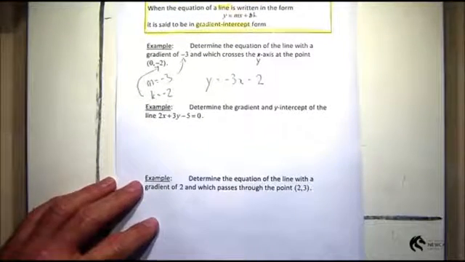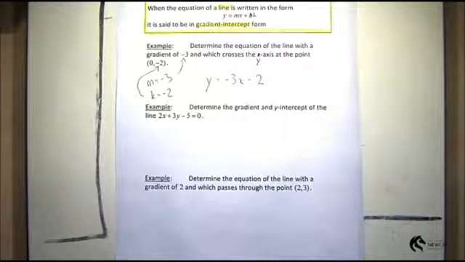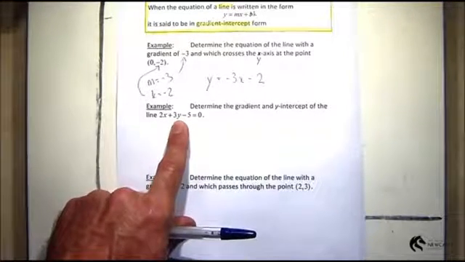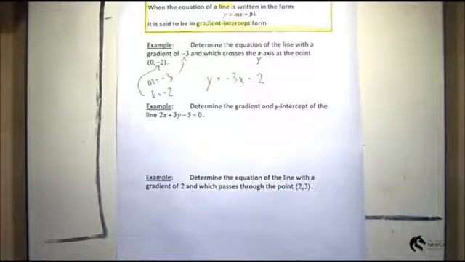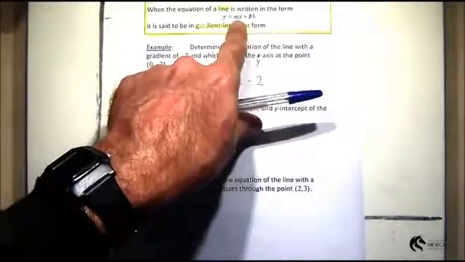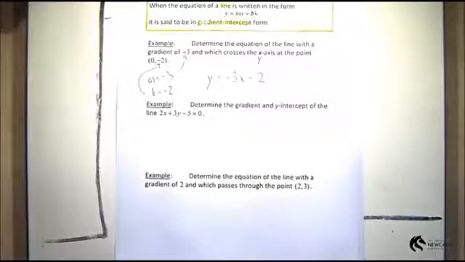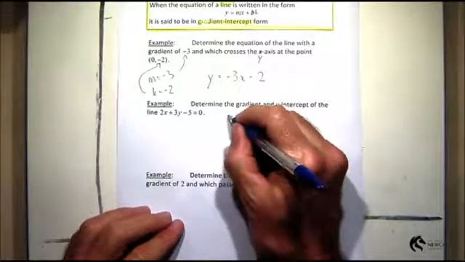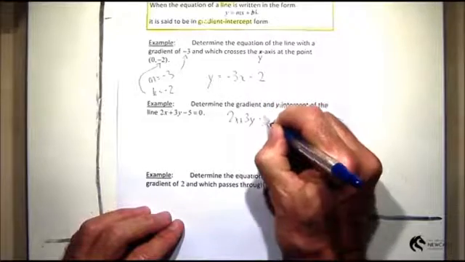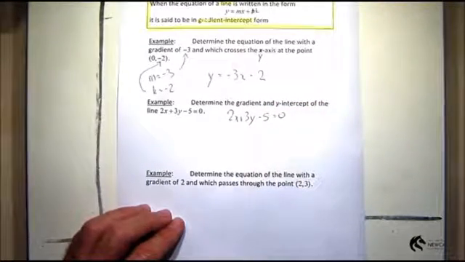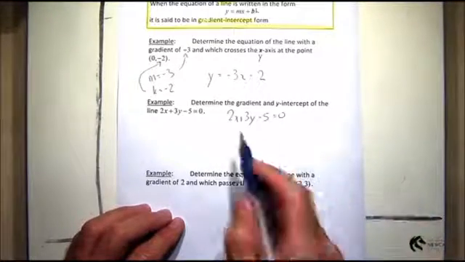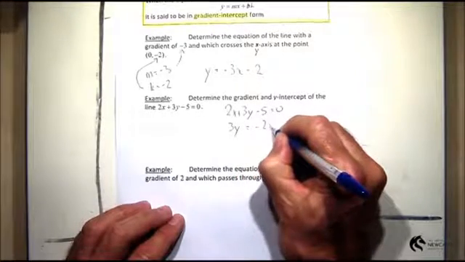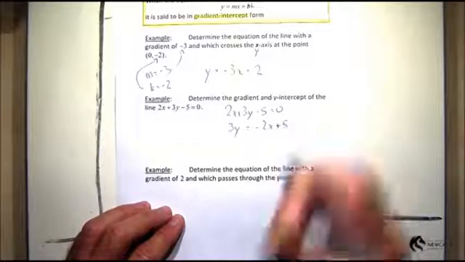The second example's a little bit different. It says, here's the equation of a line, determine its gradient and y-intercept. Well, that's easy to do because all I have to do is rewrite it with y as the subject, and then I can read off the slope and the y-intercept. So I'm going to rewrite this with y as the subject. I have 2x plus 3y minus 5 is equal to 0. I'm going to bring the terms that don't involve y over to the right-hand side because I'm trying to make y the subject. So I have the terms involving y on the left-hand side, and on the right-hand side the terms not involving y.